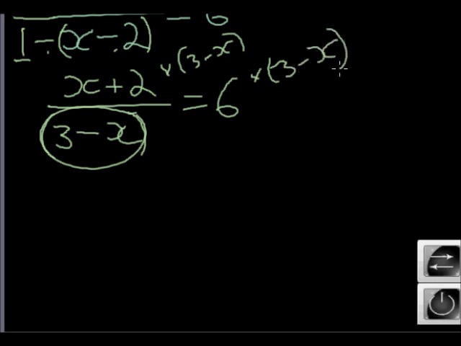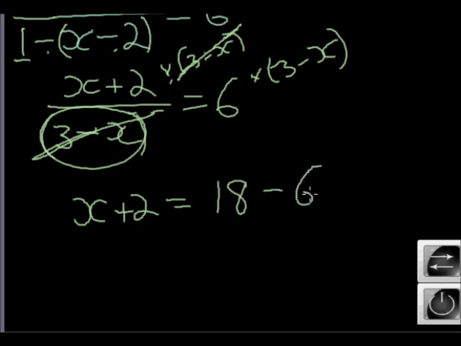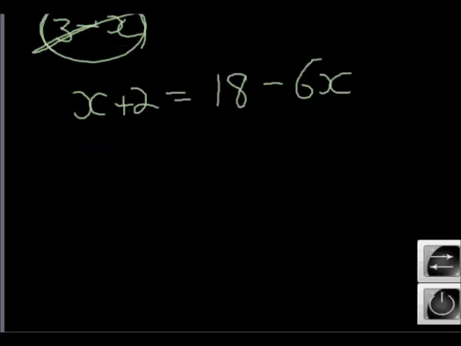Why did I do that? To get rid of the denominator. I don't want a denominator in an equation. It's easy to get rid of a denominator in an equation because I can do anything as long as I do it on both sides. So I multiply it on both sides, and I get x plus 2 is equal to 6 times 3, which is 18, and 6 times negative x is negative 6x. If I solve this now, I get 7x is equal to 16. So x is 16 over 7.